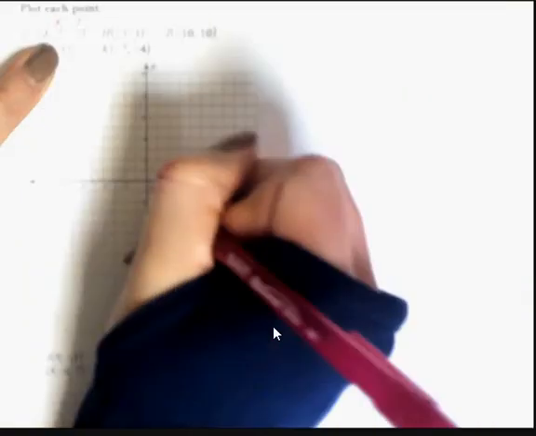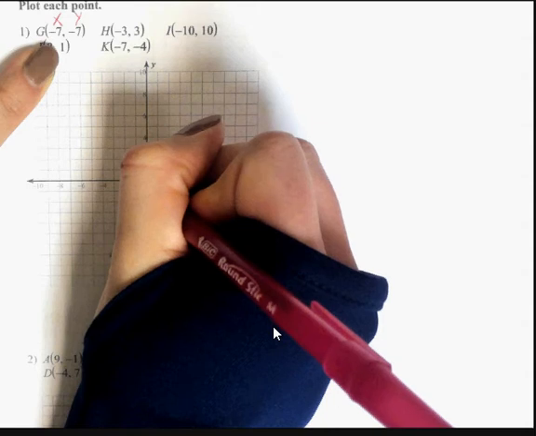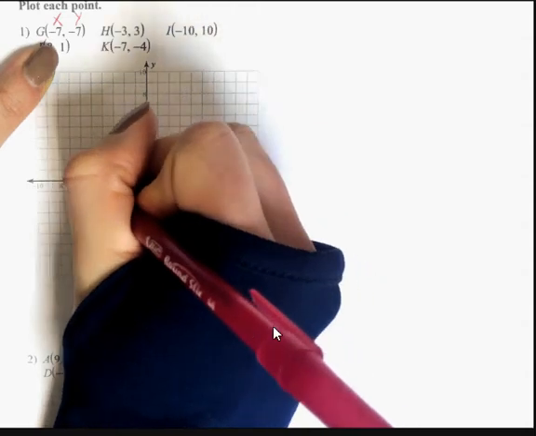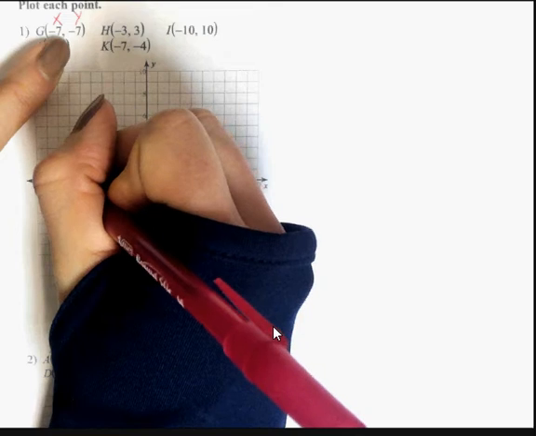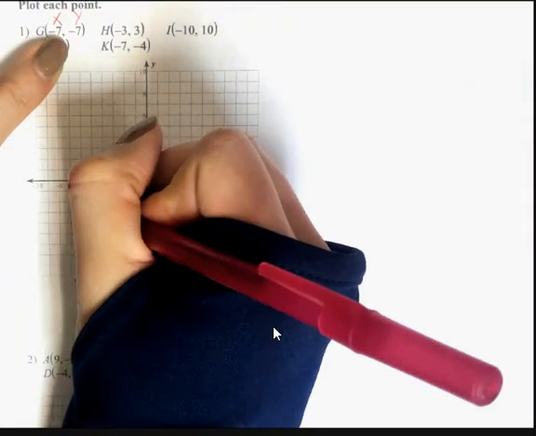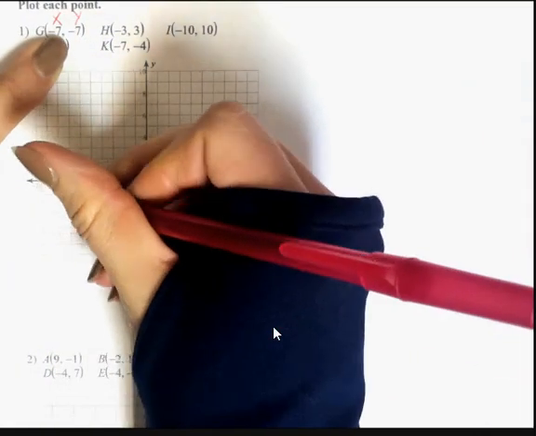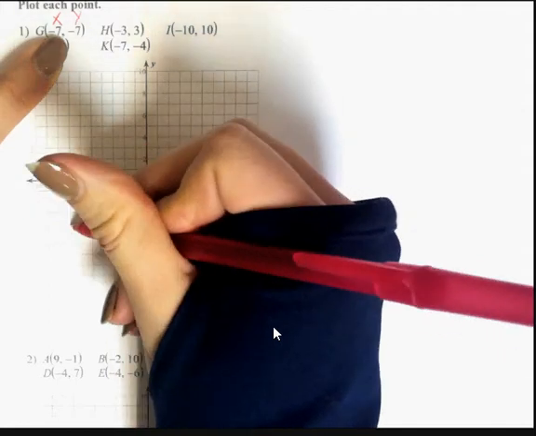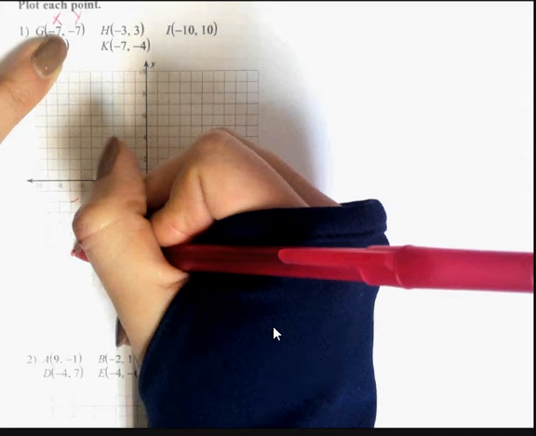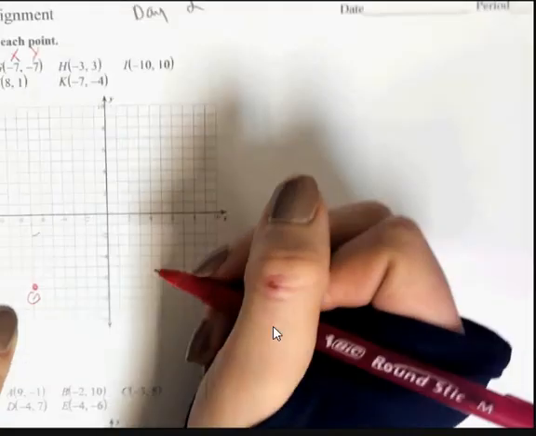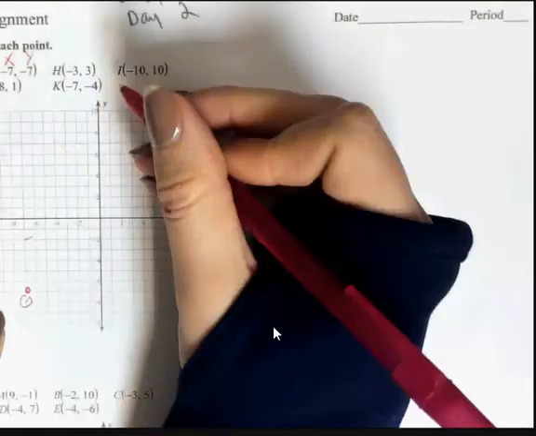So I'm going to go over to the left from 0 to -1, 2, 3, 4, 5, 6, 7. And then my y is also -7, so I'm going to go down 1, 2, 3, 4, 5, 6, 7. And then I label it, and then I move on to h.